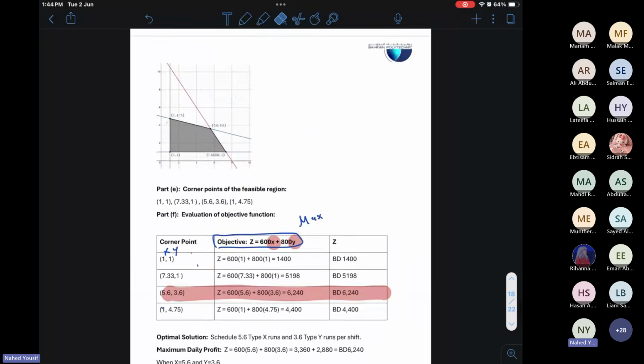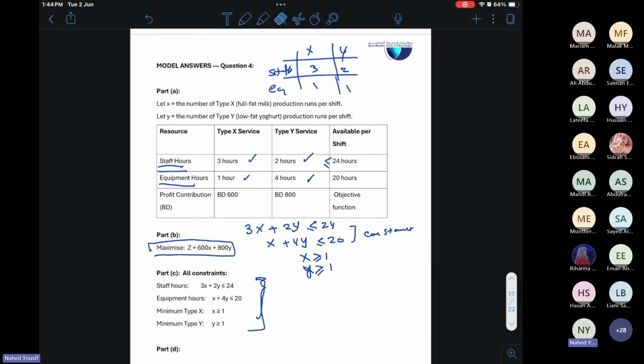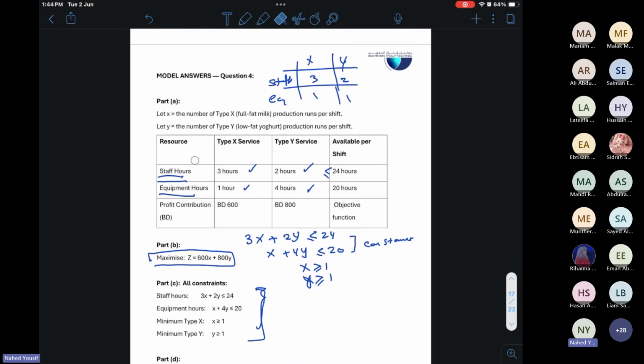See, you have two functions. You said printing and banding. So we have staff and equipment. They will give you two things, depending on the question. Here we have staff hours and equipment hours. You have their banding hours and printing hours. It depends on each scenario. Is it clear?